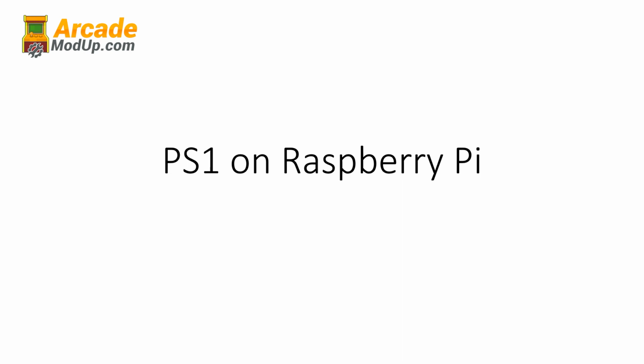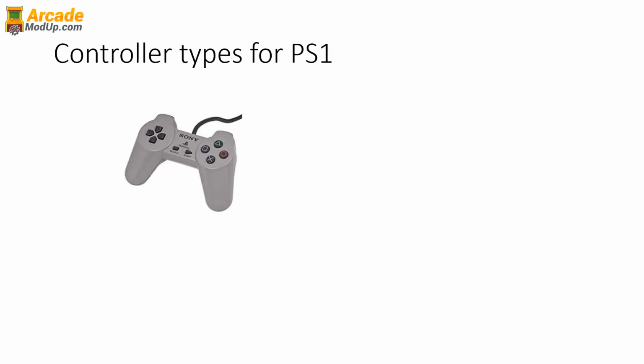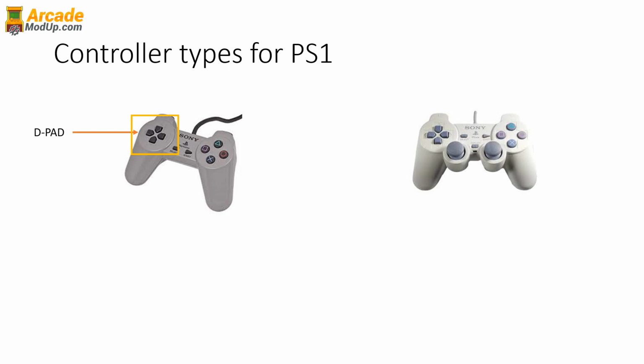So let's get started. There were a couple different controller types for PS1. If you remember, there was the original PS1 controller. There's a picture of it there. It had a D-pad on it, and a lot of games were supported with just this basic controller. Then later on, they came out with the DualShock that not only had the D-pad, but it added analog controls. So you can already see where this might cause an issue. Some games use D-pad and the other games use analog. That's what we're going to show in this video, how to swap it from one to the other to make sure that your game is supported.